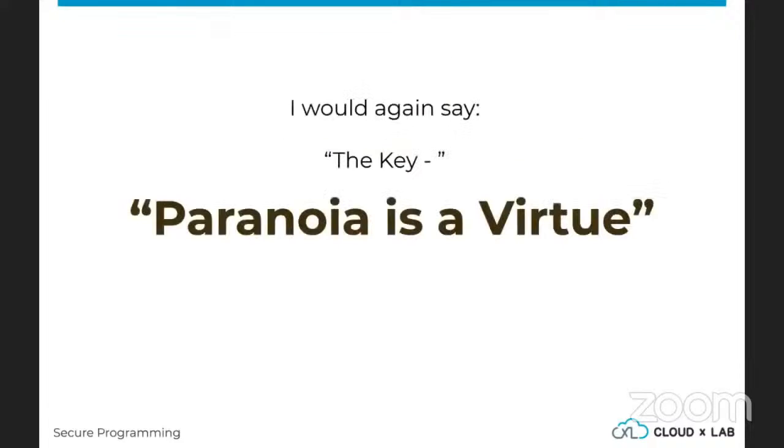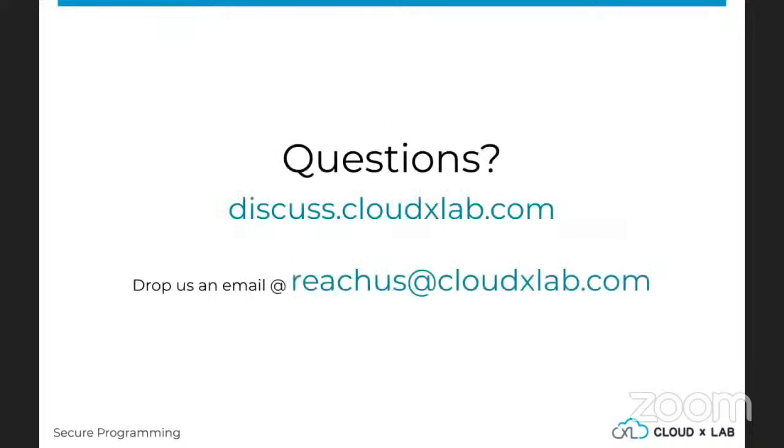So I would say this again: paranoia is a virtue. Be paranoid while writing code. Your code will be executed millions of times by millions of people, and be aware that people can exploit your code, and it could open the door to the entire system. So that's pretty much it.